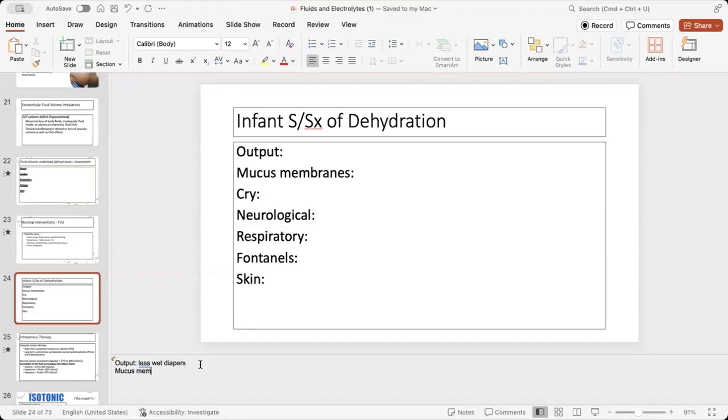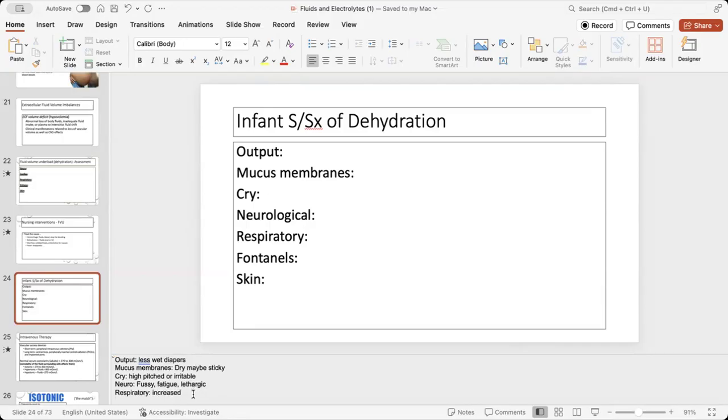What would the mucus membranes look like? Dry, yep, dry and a little sticky. The cry might be a little different, maybe more high pitched, a more irritable cry. Neurologically, what do you think? More fussy, more tired, more lethargic, not really wanting to do much. What would our respiratory rate be? Increased, right?